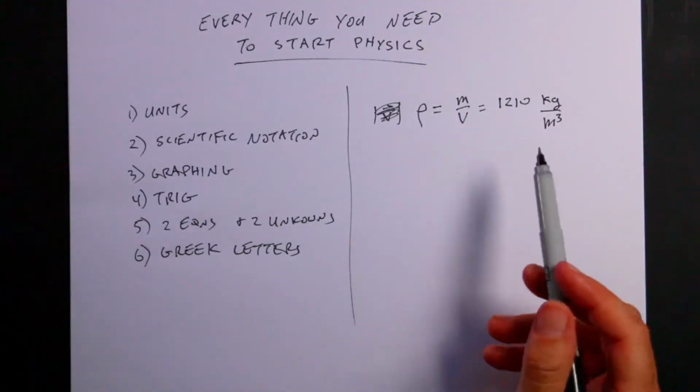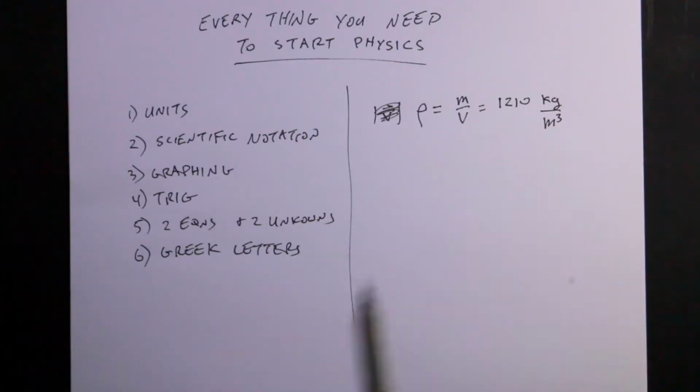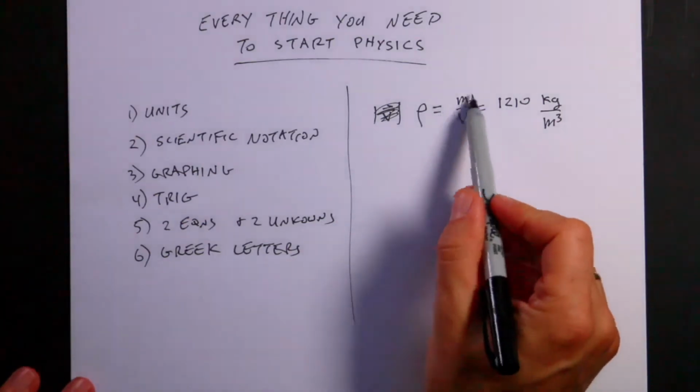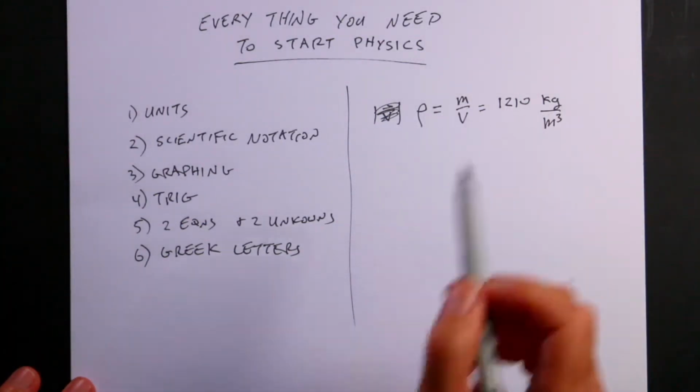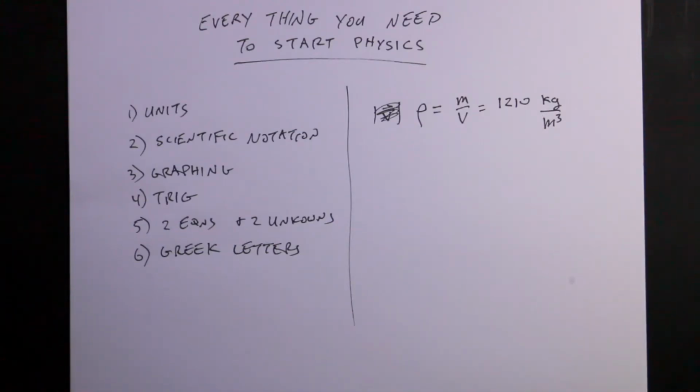Okay, so we can treat these units as though they actually are variables. And now the question is, what if I want this in grams per cubic centimeter? How do I convert units, and how do I make sure that the units all work? Well, you see up here, the mass is in kilograms and the volume is in cubic meters, so that's how I know the units. Let me give another example.